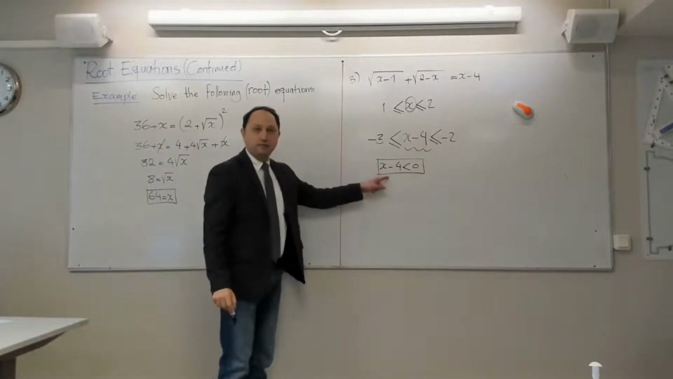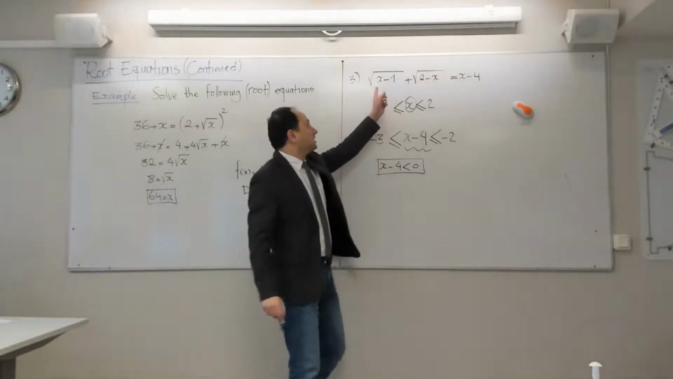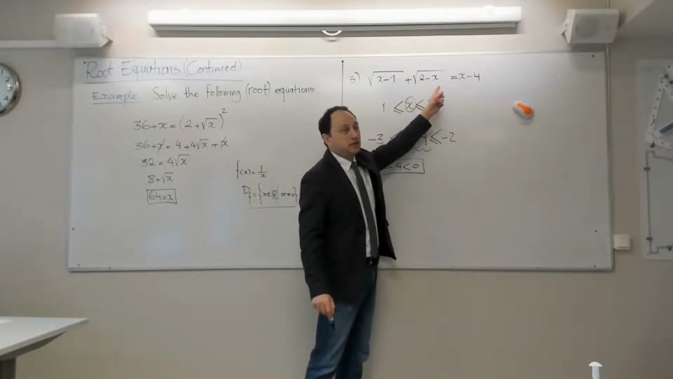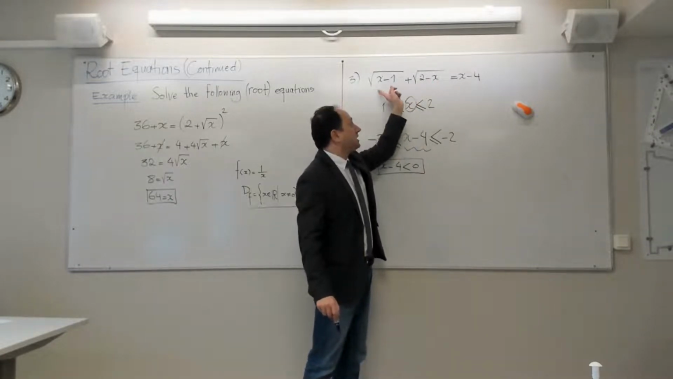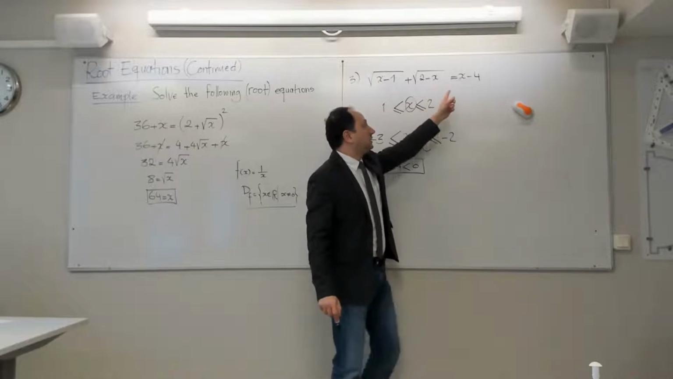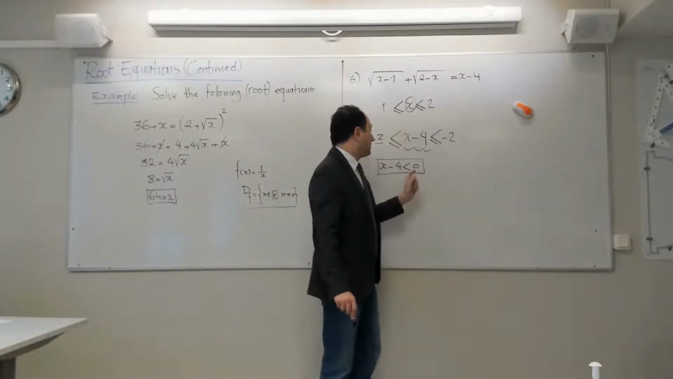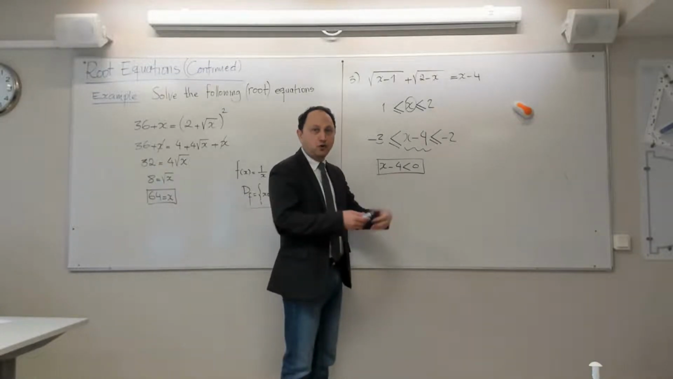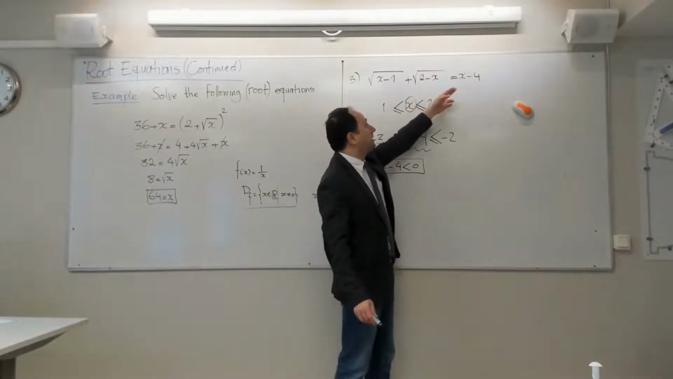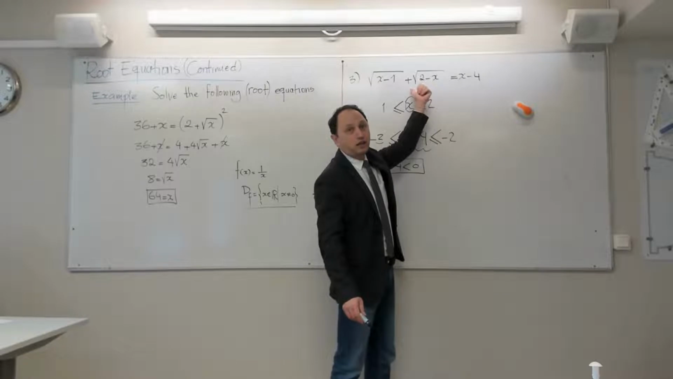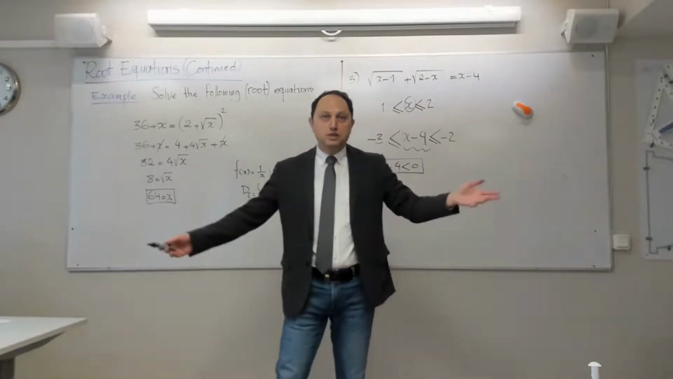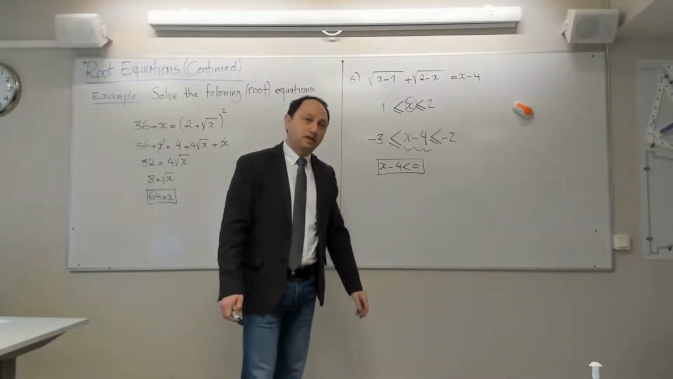But this cannot happen because the output of a square root is non-negative. So the left-hand side becomes a non-negative number. The right-hand side is a negative number. Is it possible to force a negative number to be equal to a non-negative number? The answer is no. So it means you cannot find any answers.